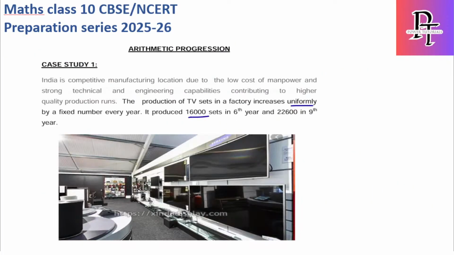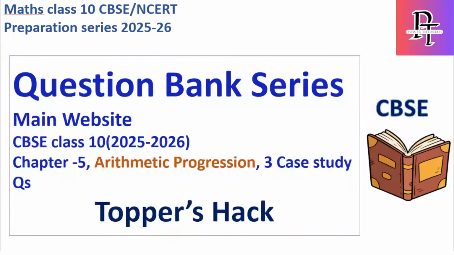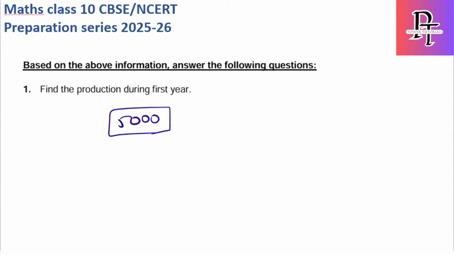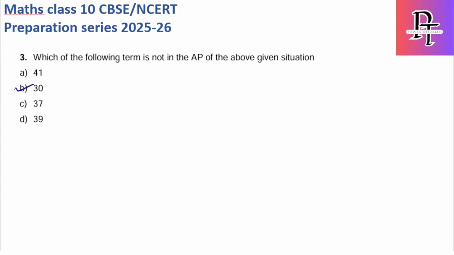Today, as I told, I have completed question bank questions from the main CBSE website. I found 3 case studies and a total of 15 questions from arithmetic progression. All these questions have been explained. First I discussed the formulas which are used, and then I covered all 15 questions one by one.